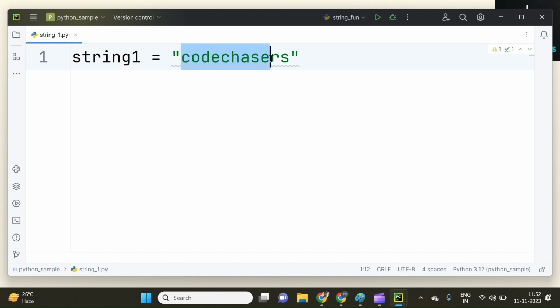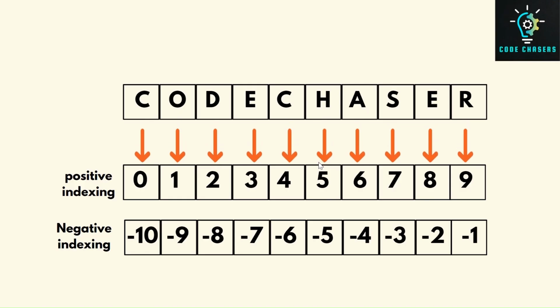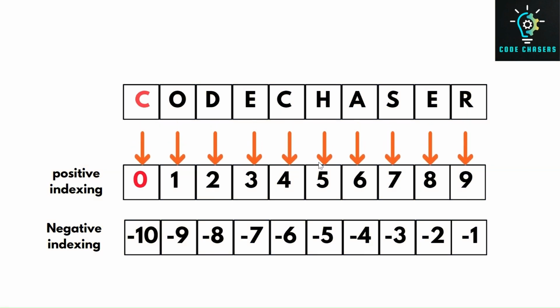For example, I have taken a string "Code Chasers" and I have assigned it to a variable string1. Now we will see how the indexing happens in this string in Python. If we take the string Code Chasers, positive indexing in Python allows us to access characters from the front of the string and it will always start with 0. As we can see in the example, the first character in Code Chasers is C. And the indexing position of C is 0 in positive indexing.